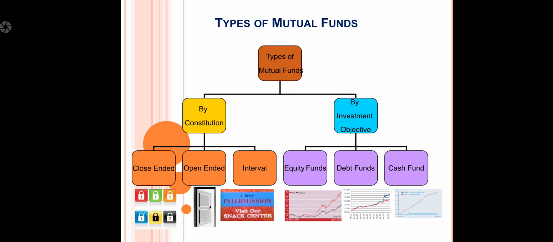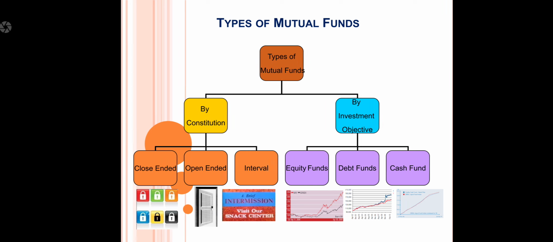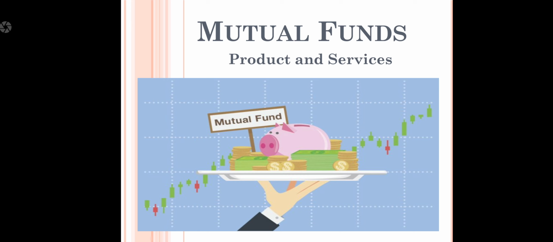Generally the types of mutual funds, concept-wise, we can go by constitution and by investment objective, that is open-ended, close-ended, interval, and by investment objective, equity, debt and cash fund. But normally the types of mutual funds are divided into two categories, that is open-ended and close-ended funds. So when you study the classification of mutual funds, presently we have more than 11,000 schemes working in our nation, and these are basically divided by structure into open-ended and close-ended.